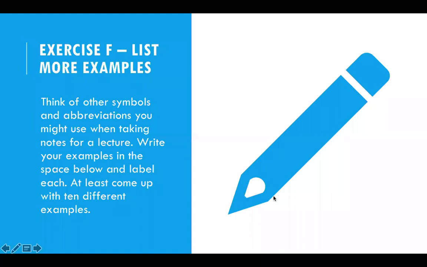The abbreviations and symbols the previous slide introduced are just a few of thousands. Therefore, exercise F asks you to think of other symbols and abbreviations you might use when taking notes for a lecture. Write your examples in the space below and label each. At least come up with 10 different examples.